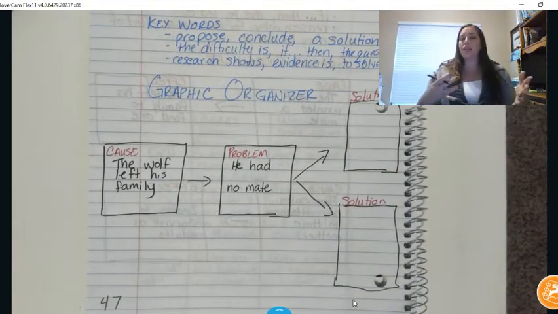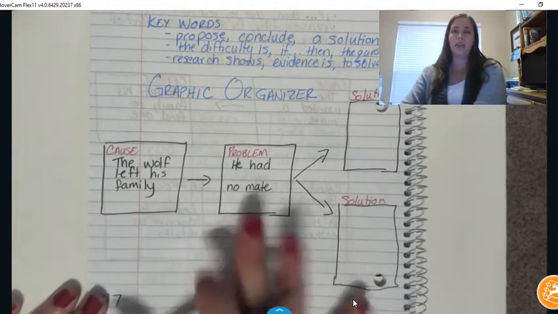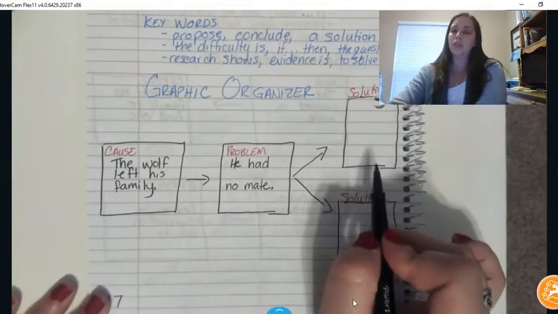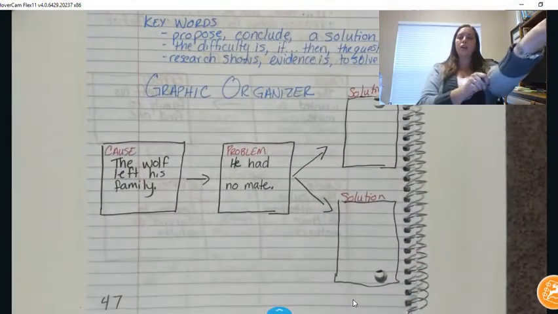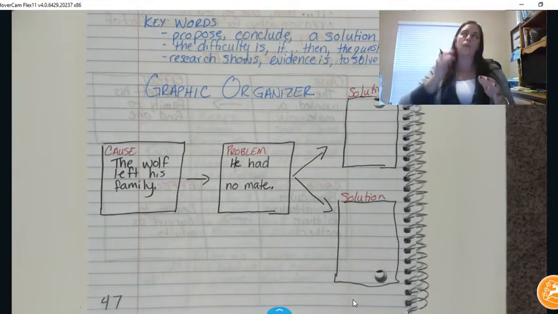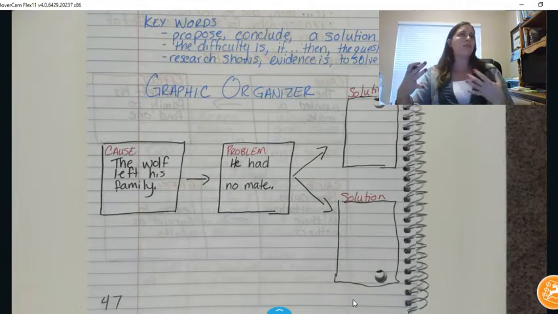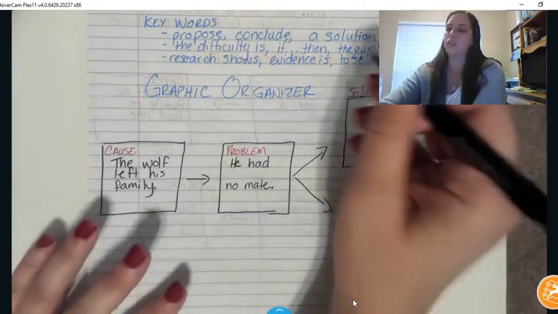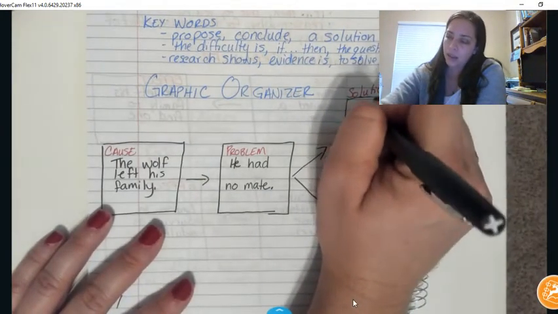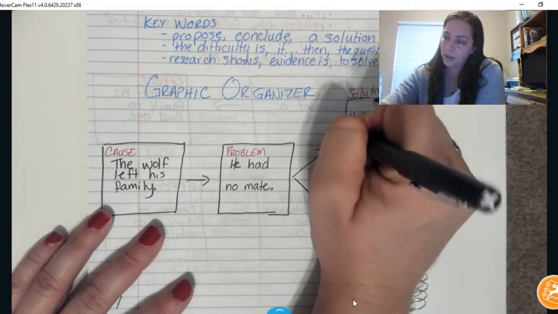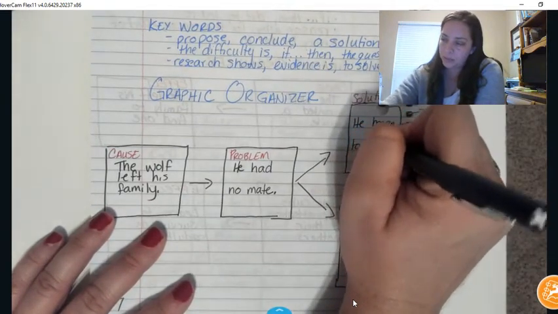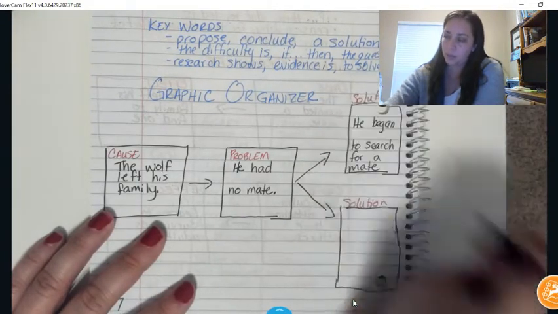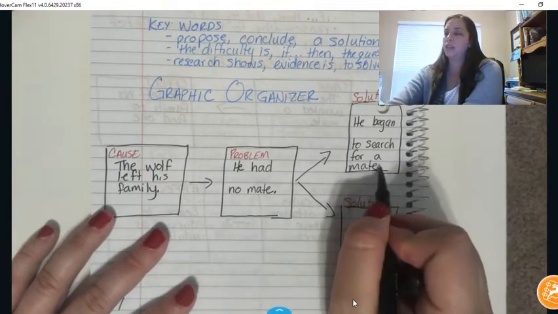So what were some of the solutions? What were some of the things that he did in order to help find a mate for himself? So I should probably put complete sentences in here. All right, so solution number one, if you remember, he started going around on the island, and he ate food, but he was also kind of looking for something. And so that would be our first solution. He began to search for a mate.